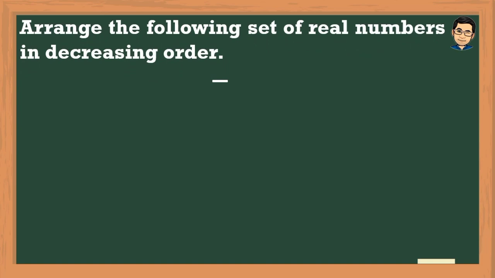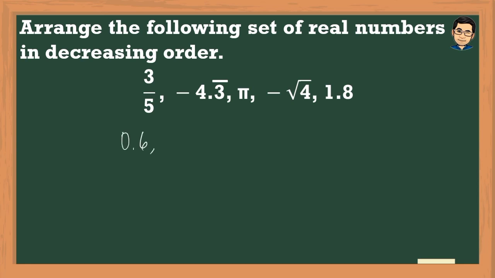So, arrange the following set of real numbers in decreasing order. So, kanina, increasing order pataas, ngayon naman po, pababa. So, yung ating mga given, 3 over 5 or 3/5, negative 4.3 repeating, pi, negative square root of 4, and then 1.8. So, kagaya ng ginawa natin kanina, i-express natin yung ating mga given in decimal form. Okay, so 3 over 5 or 3/5 is equivalent to 0.6. And then, rewrite lang natin, negative 4.3 repeating.